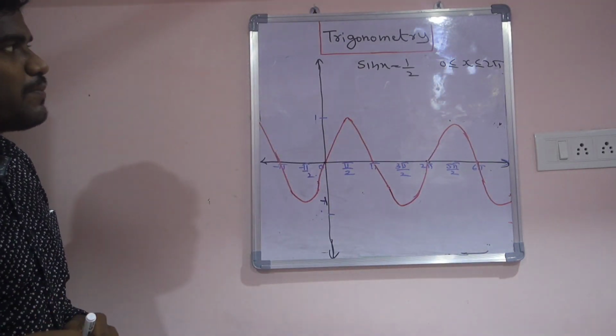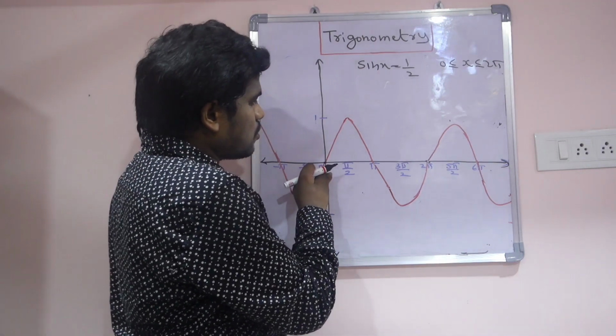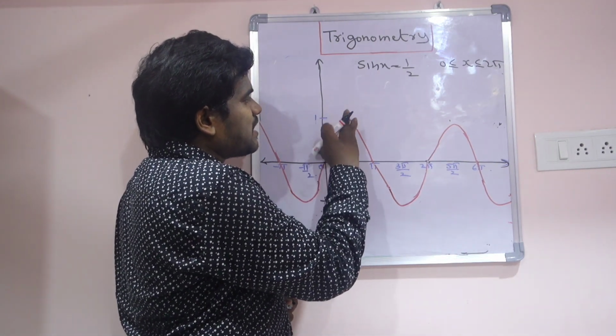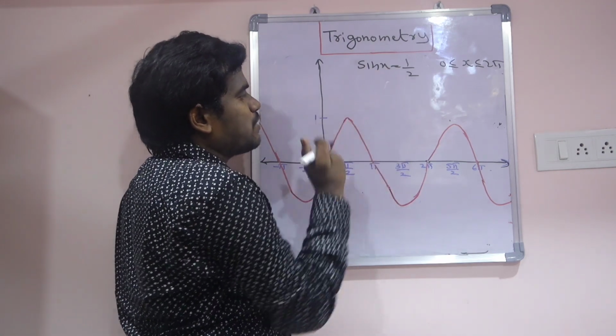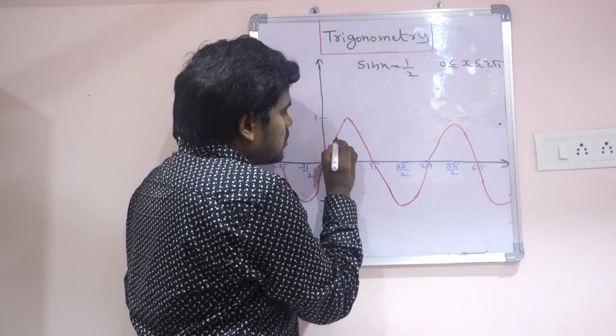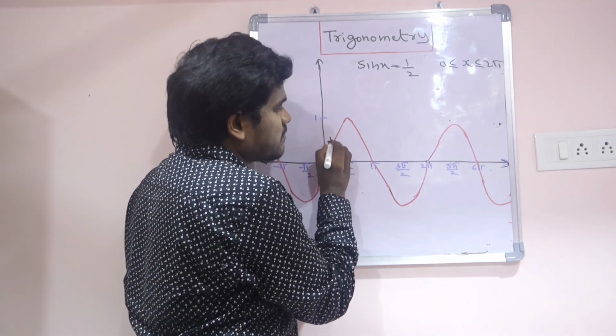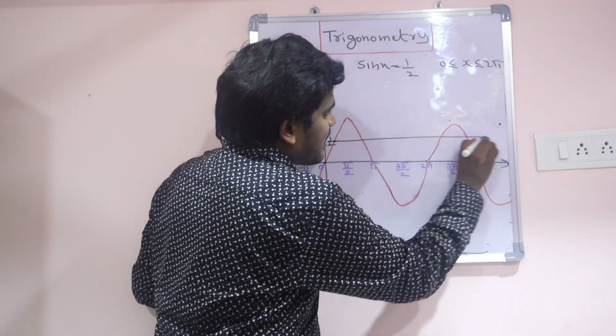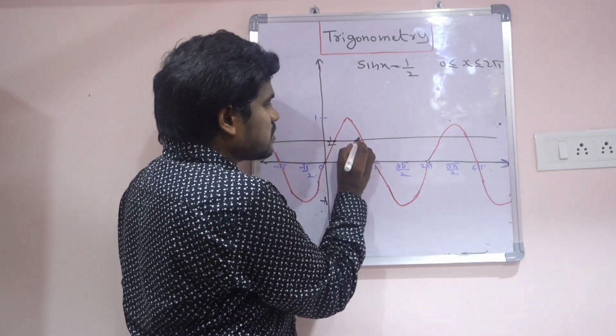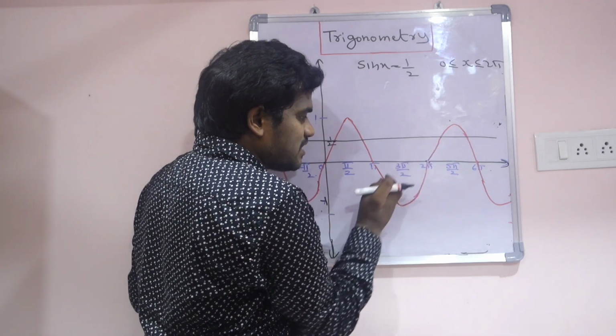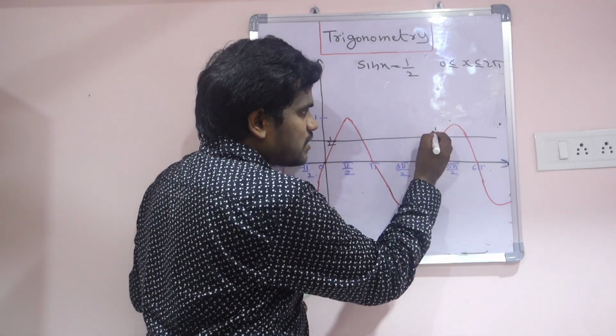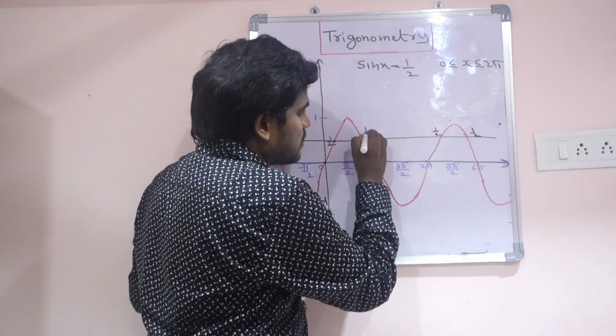Sin x is equal to 1 by 2 means, this is 0 and this is the maximum value 1. It means between 0 and 1, 1 by 2 is there. Suppose I take this as the 1 by 2 value. Draw a line like this. These are also 1 by 2, but we don't take these, they are negative values. This is also 1 by 2, this is also 1 by 2.